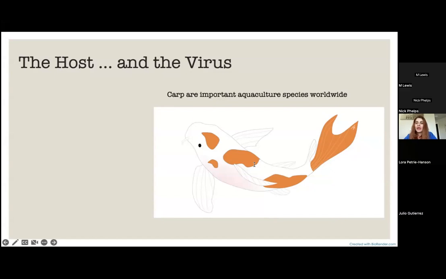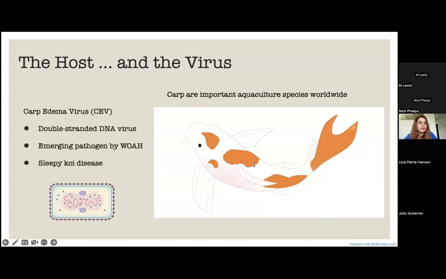So carp are important aquaculture species worldwide, being one of the primary freshwater fish species cultured in the year 2020. And for reference, in the United States, 462 tons of carp were sold, generating about $2.3 million in revenue during that year. And an important pathogen of carp is carp edema virus, or CEV. And this is a double-stranded DNA virus in the family Poxviridae that is capable of infecting a variety of carp species, including the ornamental variety, the koi, which is actually what is depicted in this image.